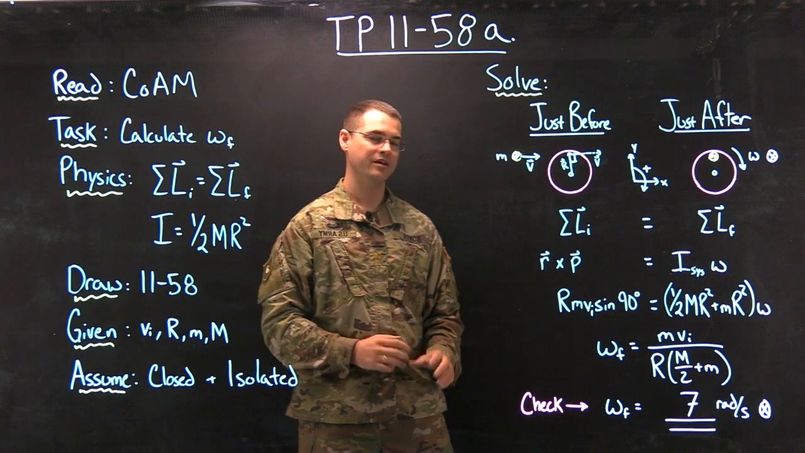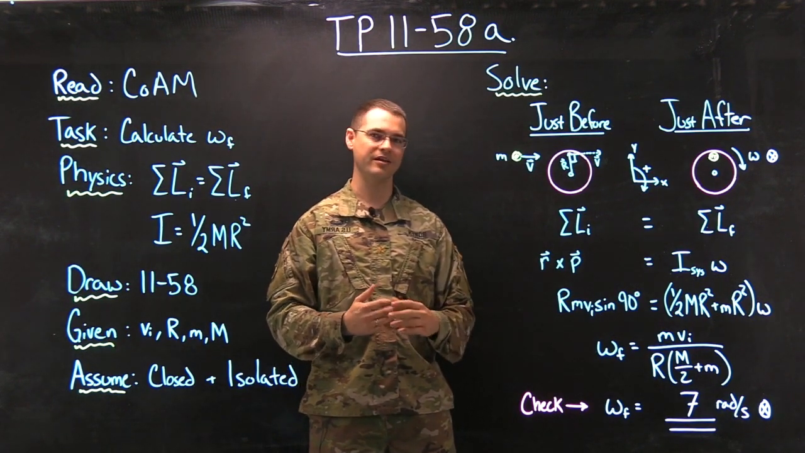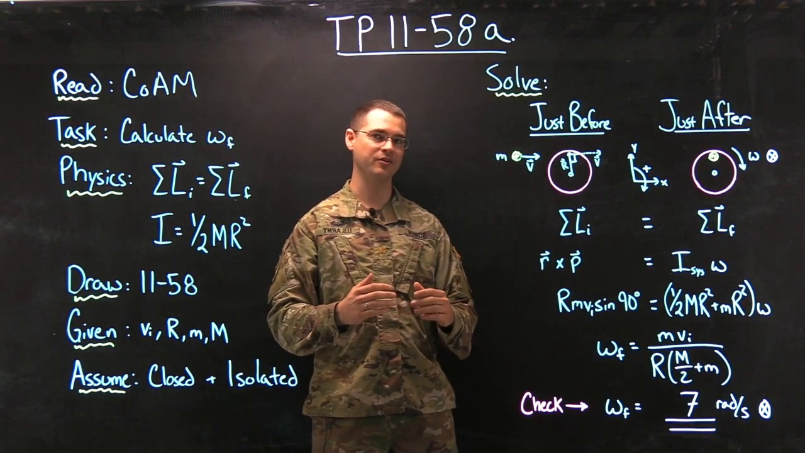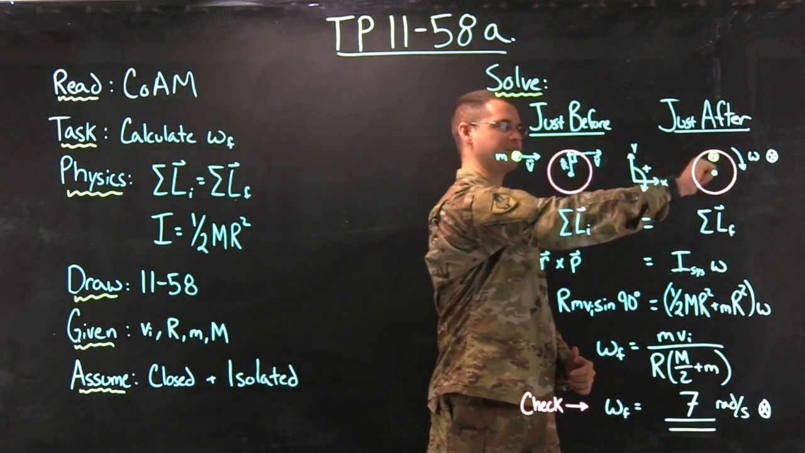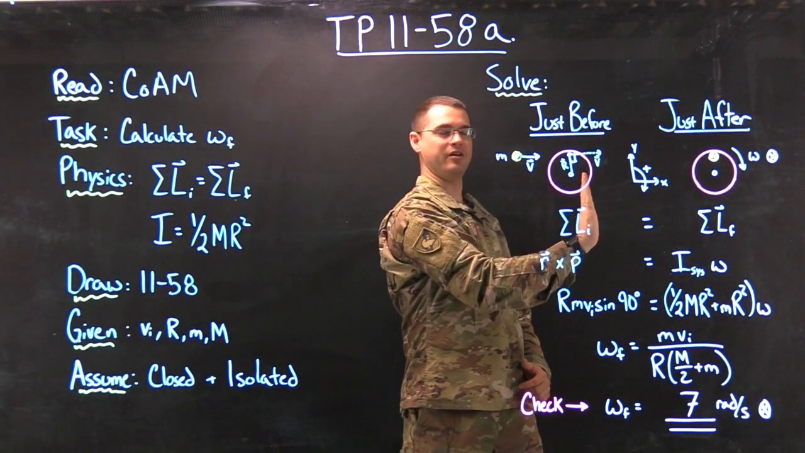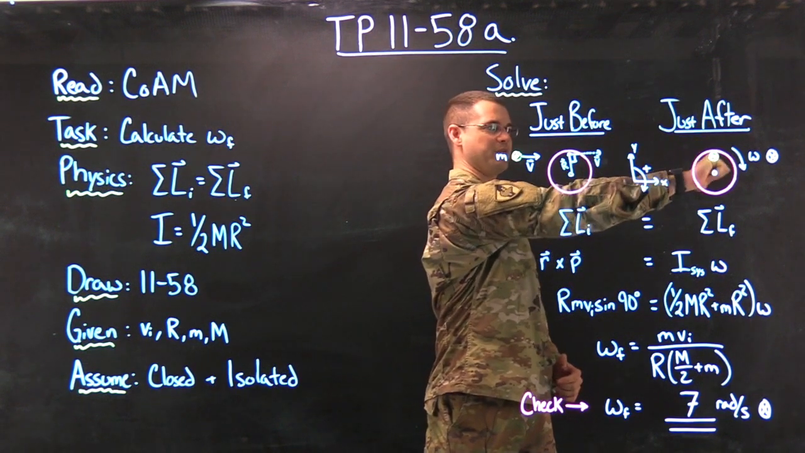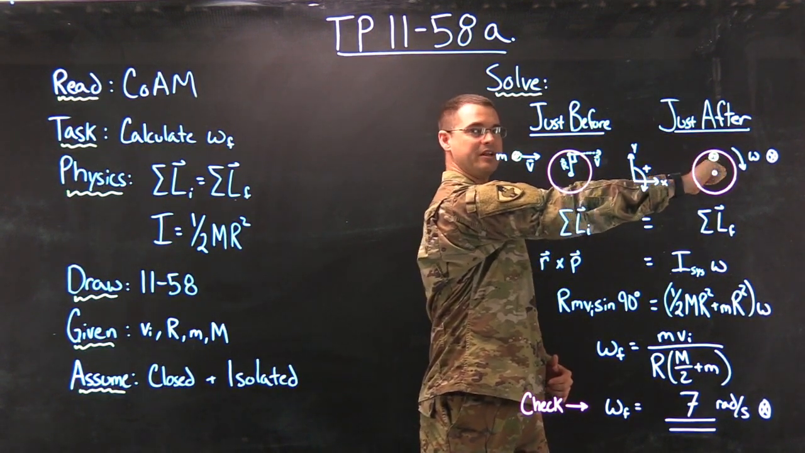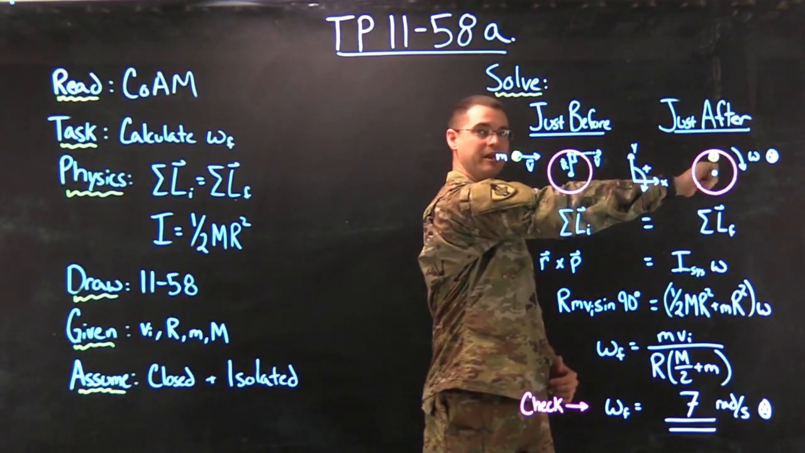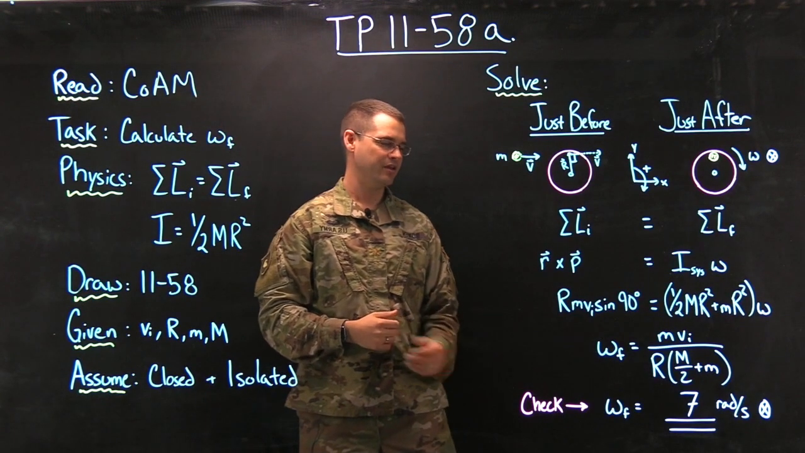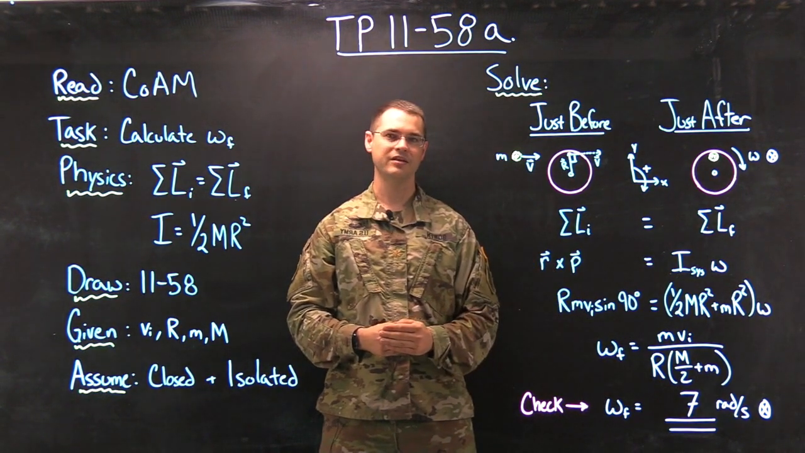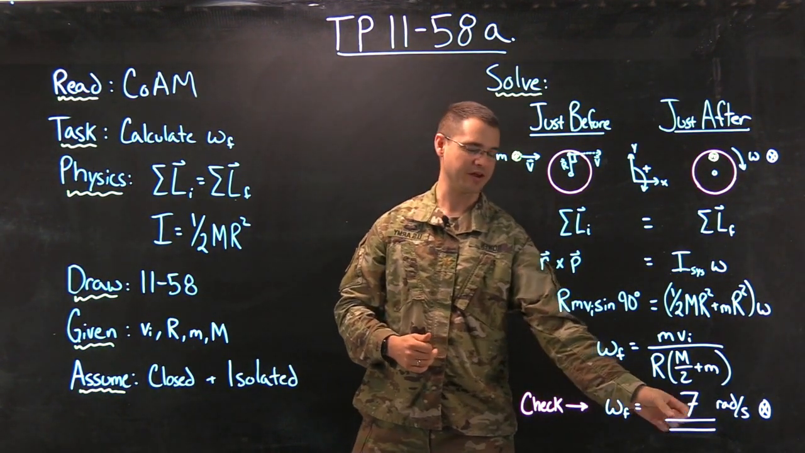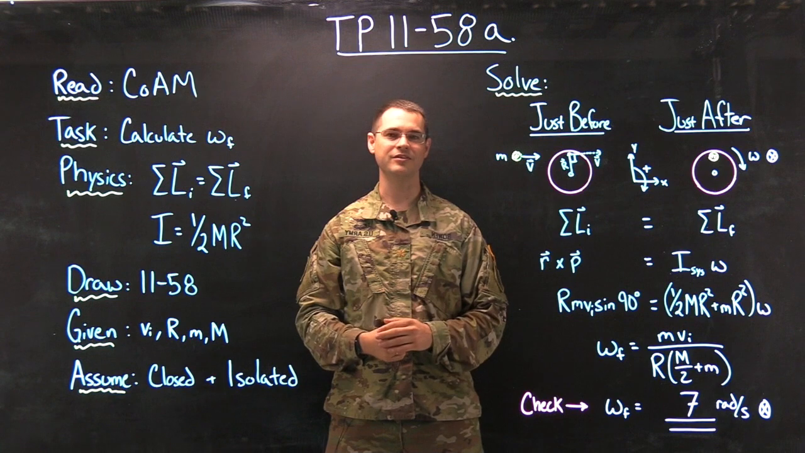Additionally, it's asking us to solve for the final angular velocity, so we can look at the final angular velocity, and since it's rotating around, we wrap our fingers in the direction of rotation, and the direction is coming out towards me. Now, checking, it's an angular velocity, so our units are radians per second. Our significant figures, as we discussed, is 1, and it seems like a reasonable answer.